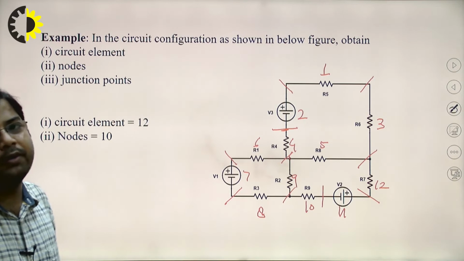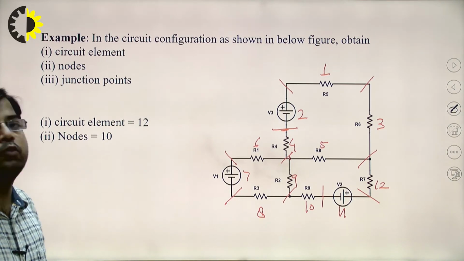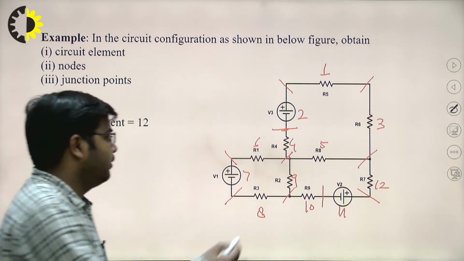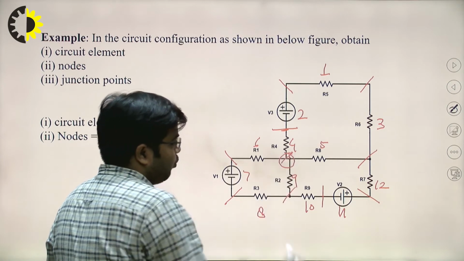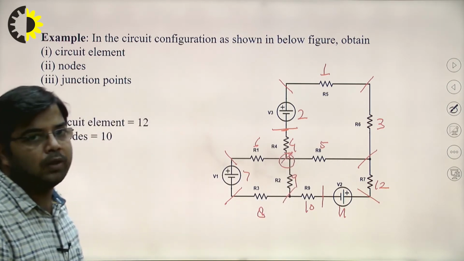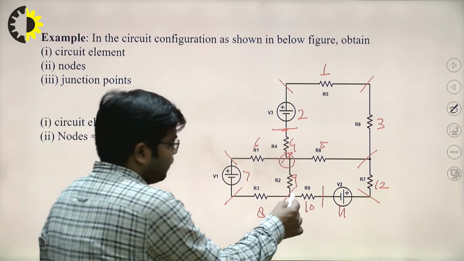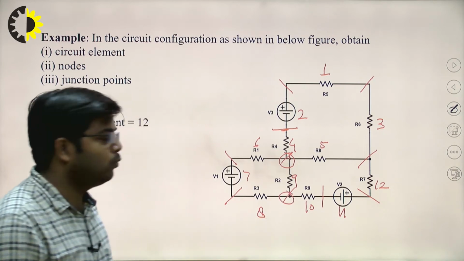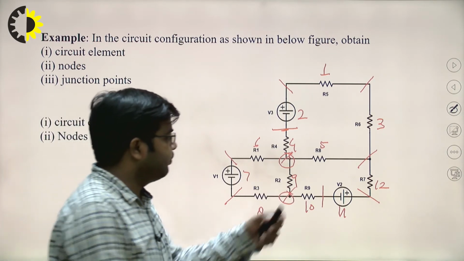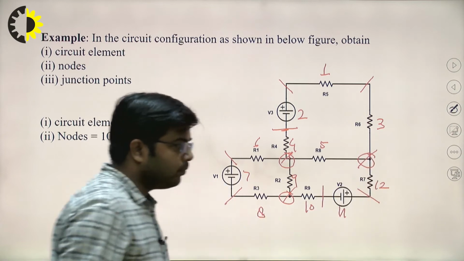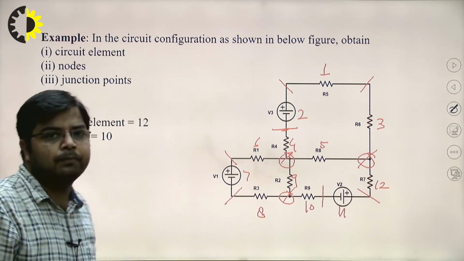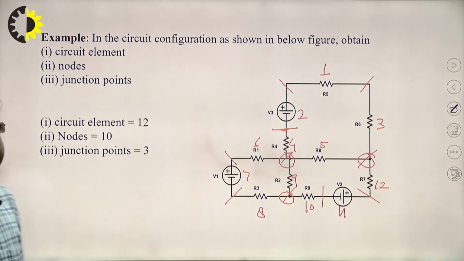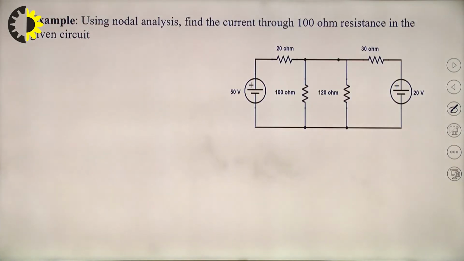Then junction. Junction is the point at which more than two elements are connected. So at this point you can see more than two elements are connected. At this point again more than two elements are connected, you can see. Then this point. So total number of junction points are 3. Okay. So this is the example.